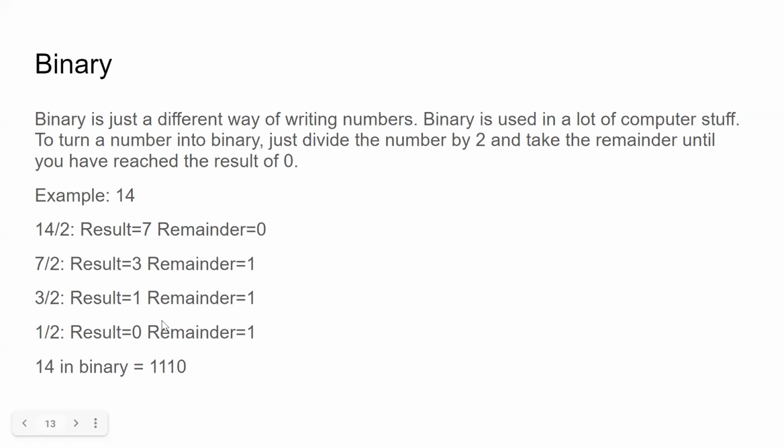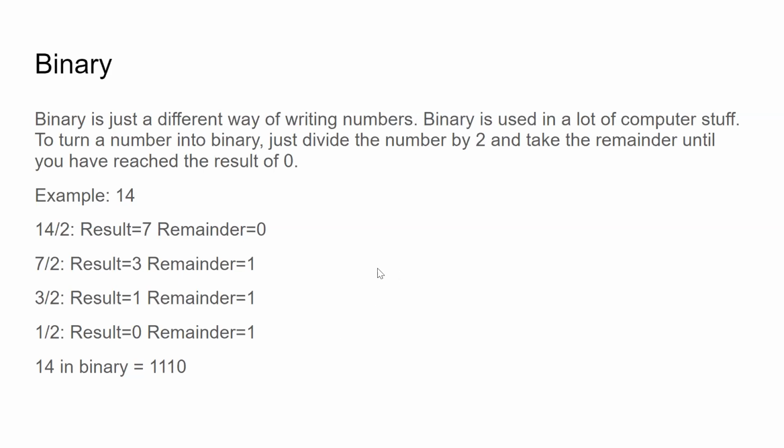Because we reached the result of 0, we want to stop. And then we take the remainders from the bottom up to the top, and that's your binary number. So 14 in binary is 1110. That's just an easy way to convert decimal to binary. If you really want to go more into binary and how it actually works, you can search it up on Google.